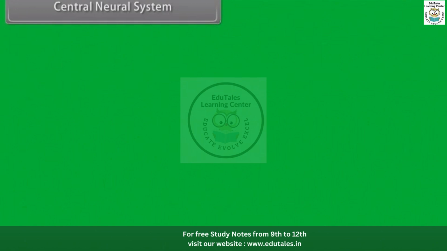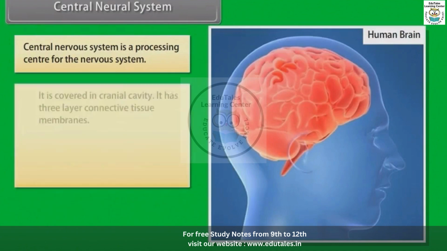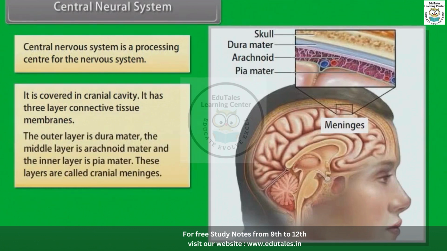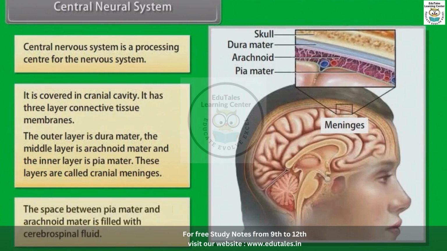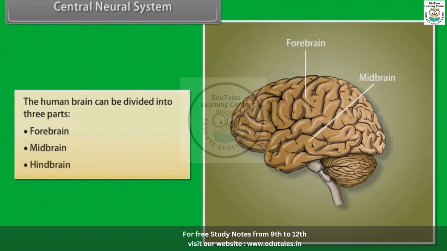Central nervous system. The central nervous system is a processing center for the nervous system. It is covered in the cranial cavity. It has three-layer connective tissue membranes. The outer layer is dura mater, the middle layer is arachnoid mater, and the inner layer is pia mater. These layers are called cranial meninges. The space between pia mater and arachnoid mater is filled with cerebrospinal fluid. The human brain can be divided into three parts: forebrain, midbrain, and hindbrain.